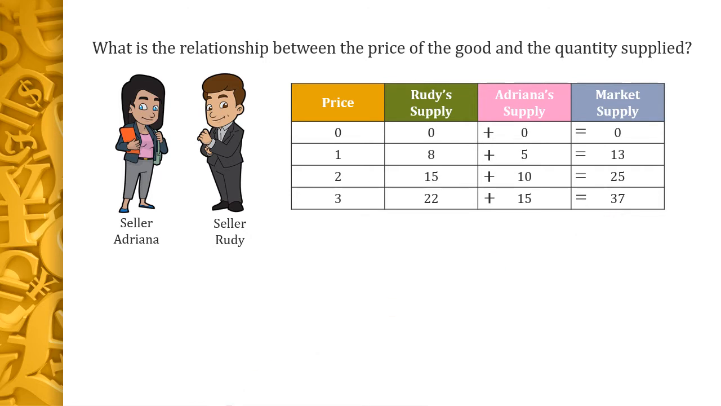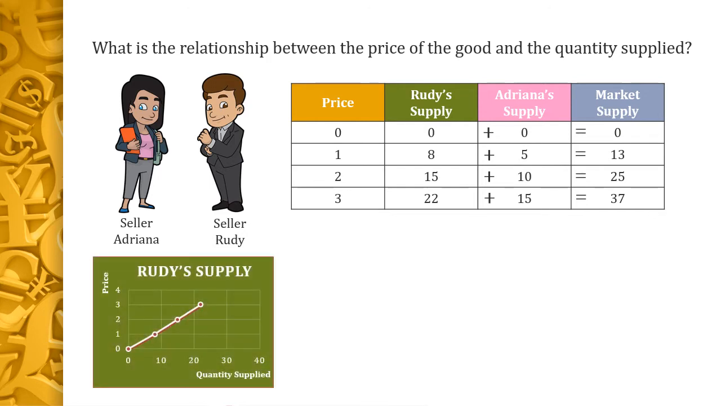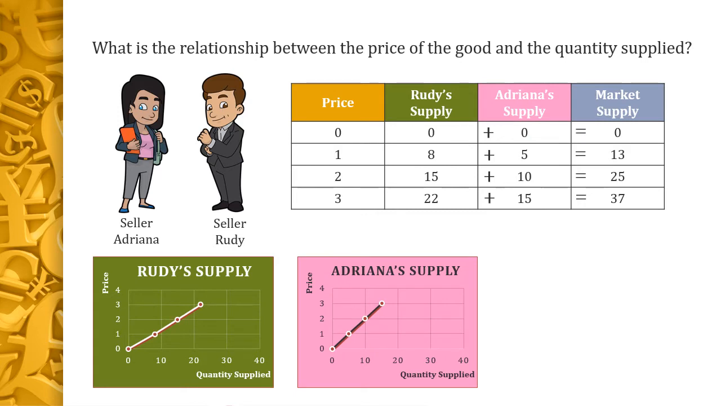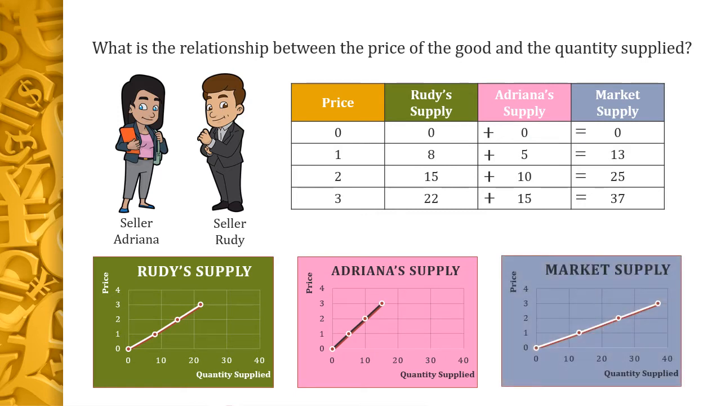We can do the same thing we did before. We're going to know what Rudy's supply curve is going to look like. We'll see Adriana's supply curve, and then we're also going to see the market supply curve. And of course, it works the same way. We add these two together. Basically, we're going to be adding this part and this part together, and we're going to get the market supply. Again, remember, if you look over here, price does not change.